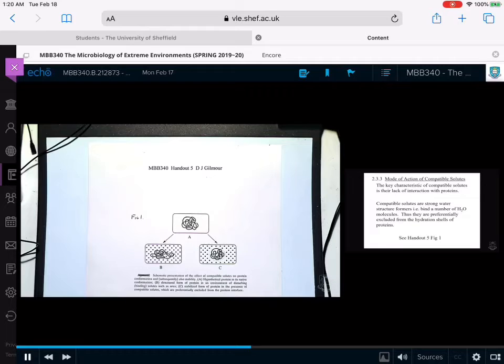Now, what happens if you have it in the presence of a compatible solute, like glycerol or glycine betaine or ectoine, is that a hydration shell around the protein is formed. There are hydration shells around the compatible solute, and so they just don't interact with each other. In B, the cartoon shows the urea intimately interacting with the protein, whereas in C, the cartoon shows you that the compatible solute doesn't interact with it.